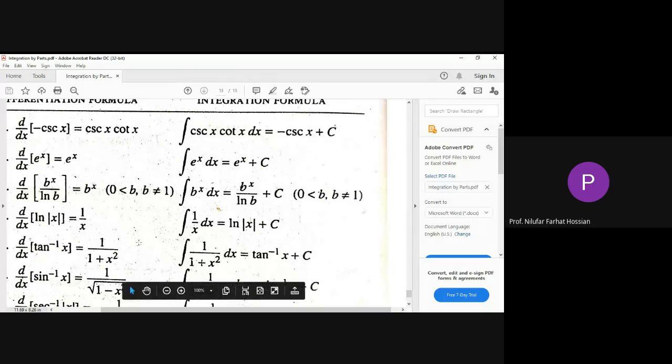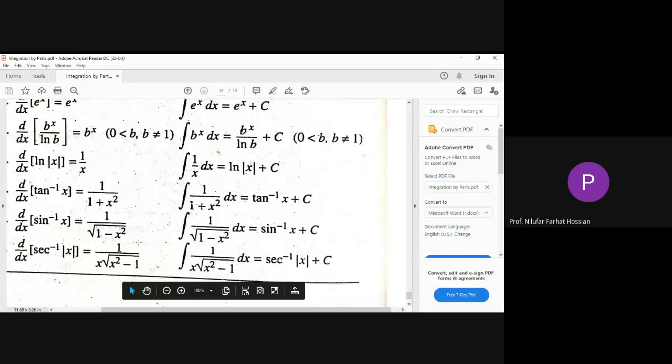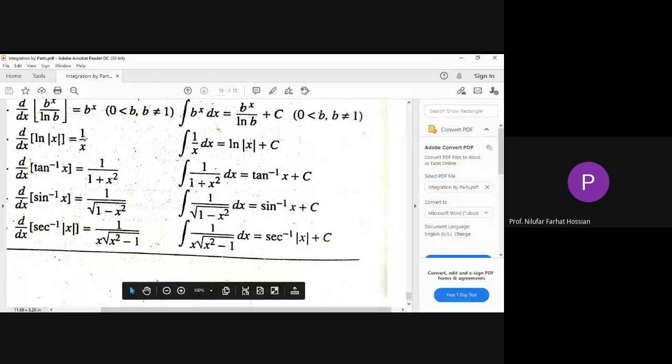So you can go through these formulas by yourself. These are the basic formulas. If these things are not in your mind, if these formulas are not in your memory, then it will be hard for you to evaluate an integral.